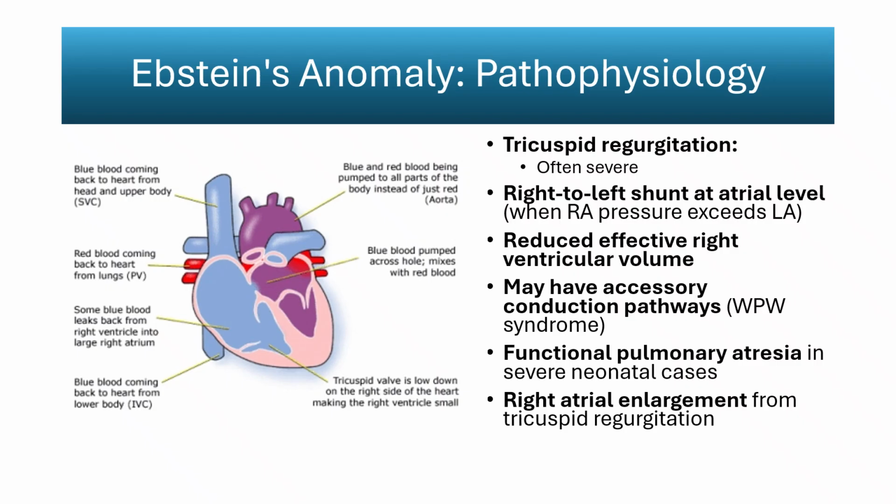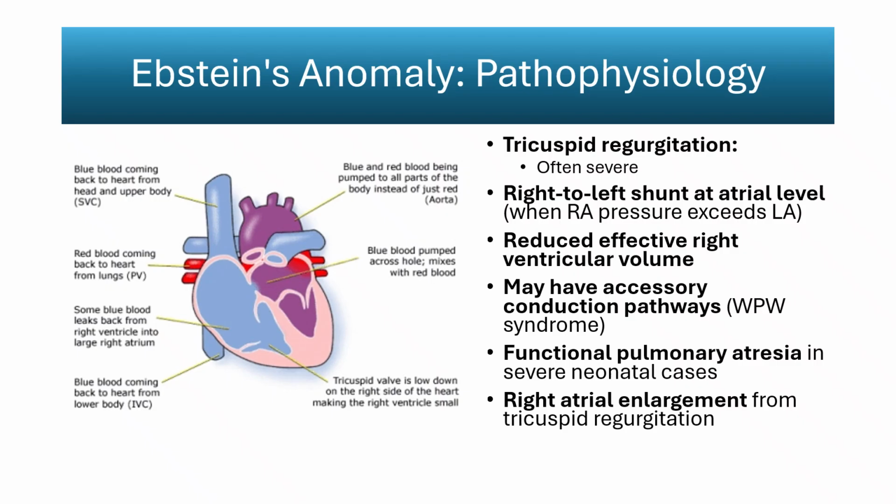The effective right ventricular chamber is small because much of the cavity is atrialized and non-functional, limiting forward output. In the most severe neonatal cases, this can result in functional pulmonary atresia despite a structurally patent valve. Elevated pulmonary vascular resistance and poor contractile efficiency prevent antegrade pulmonary flow, rendering circulation ductal dependent.